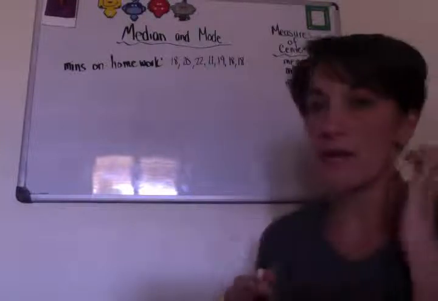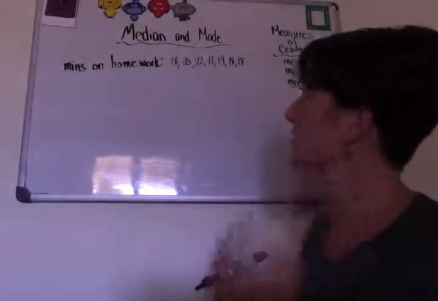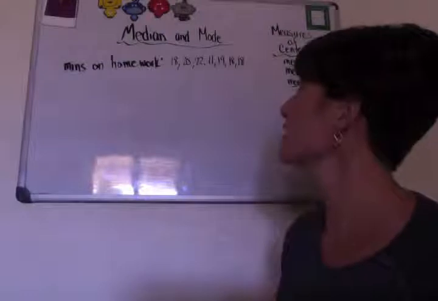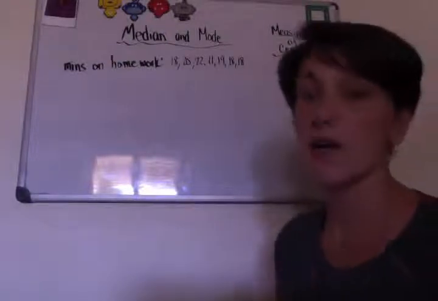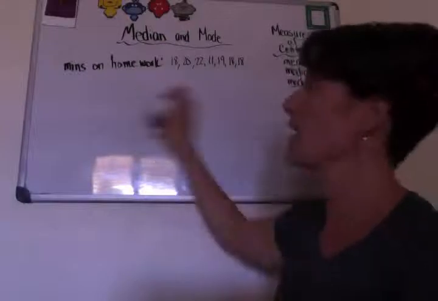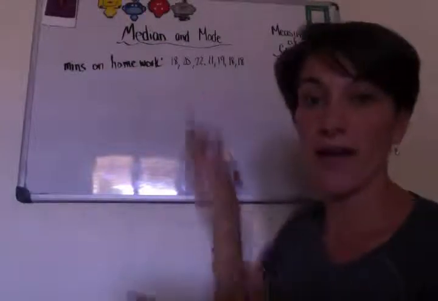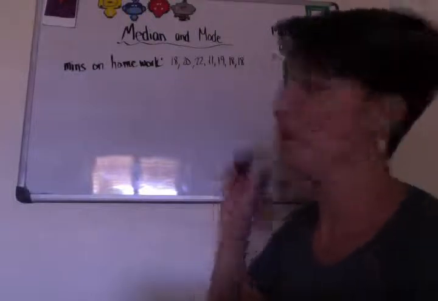So I already wrote a problem up here, minutes on homework. Let's say you spend 18 minutes, 20 minutes, 22 minutes, 11 minutes, 19, 18, and 18 again. The first thing I'm going to do when I'm figuring out my median and my mode is put them in order from least to greatest.